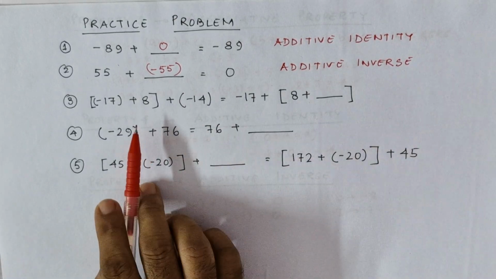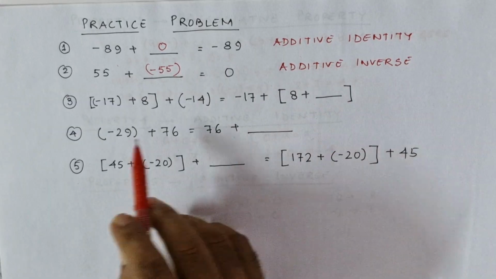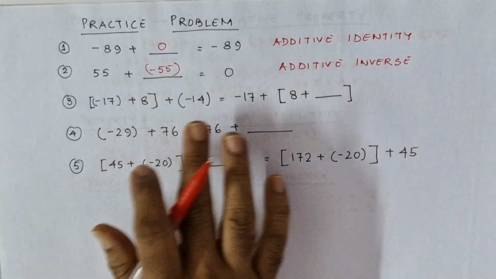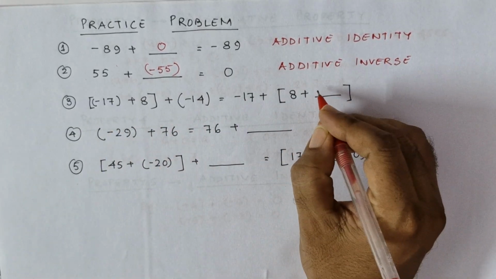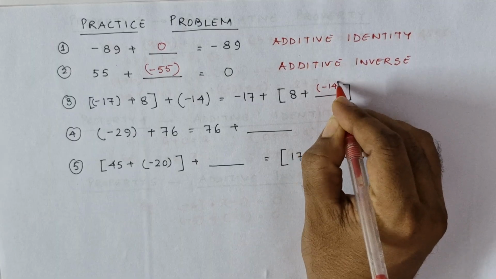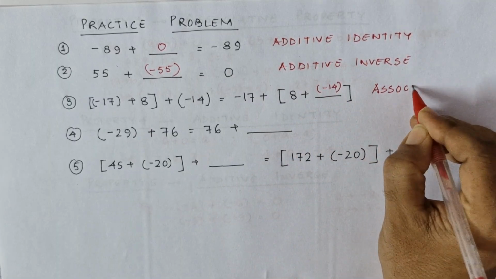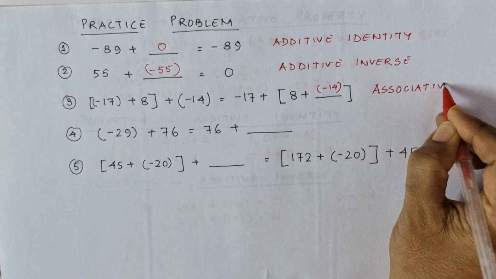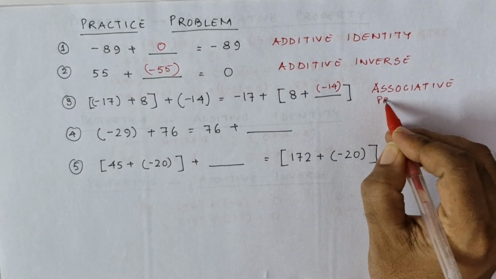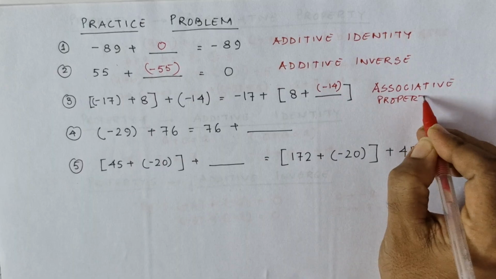So for the third question, see what will be in the dash. Match it up and see, it will be minus 14. So this is an example of associative property, right?